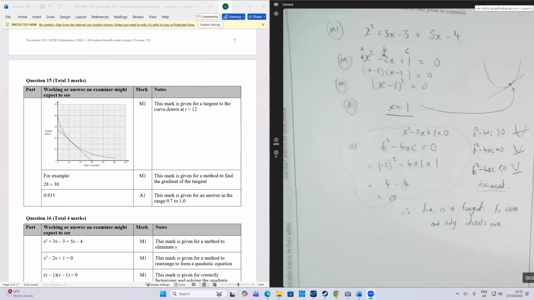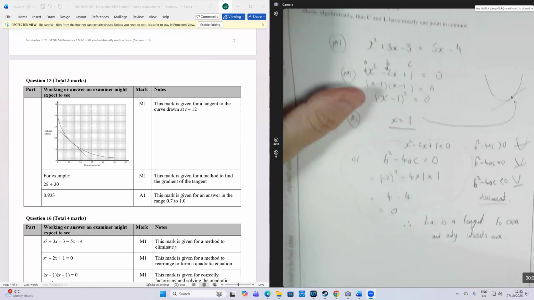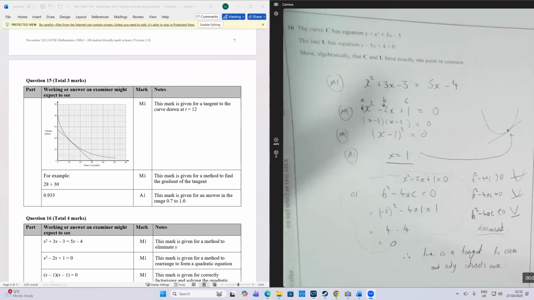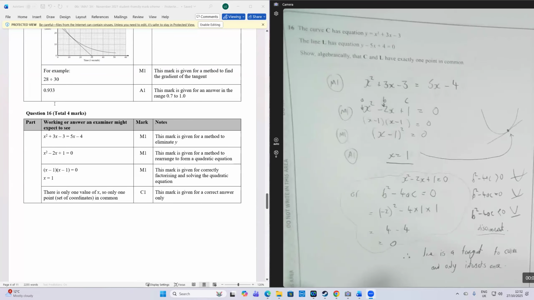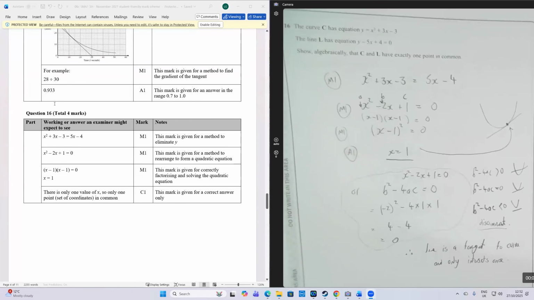Let's see what's going on with question 16. Oh, now this is interesting. This is a very interesting point. There's lots of approaches for this one. The curve C has the equation y = x squared + 3x - 3, and the line L has the equation y - 5x + 4 = 0. Unusual way of writing that line. Show algebraically that C and L have exactly 1 point in common.